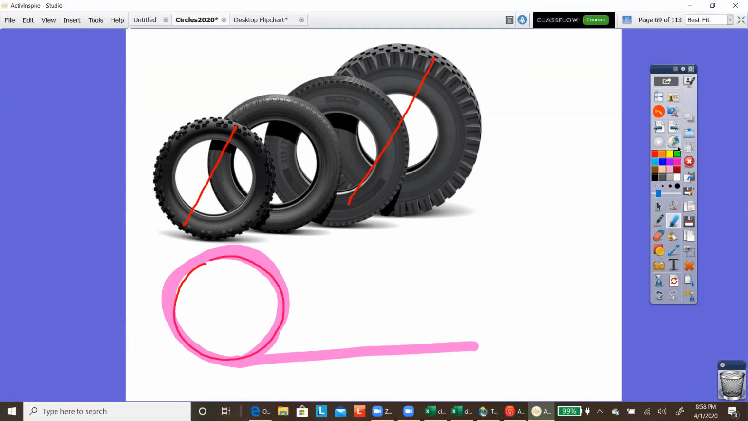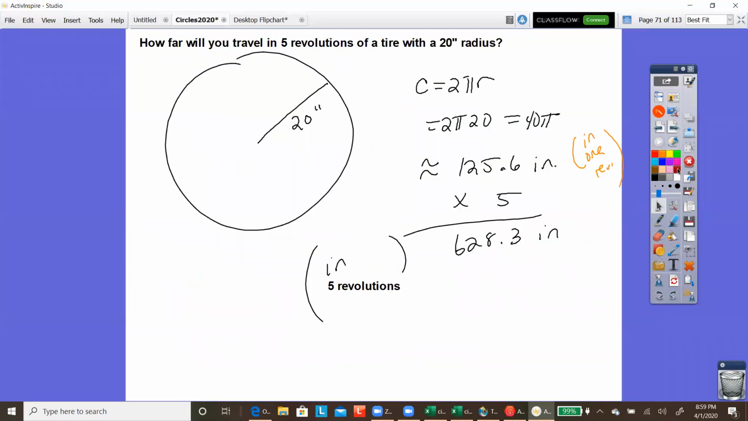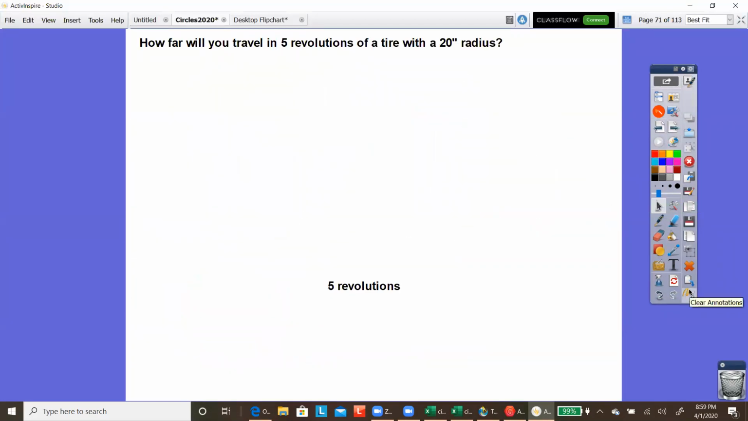What about if the tire is larger, like this one? Then the distance you travel in one revolution would be longer. So how far you travel with a wheel depends upon its diameter, depends upon its circumference, okay? Let me give you an example of something like what you would see. How far would you travel in 5 revolutions of a tire with a 20-inch radius?